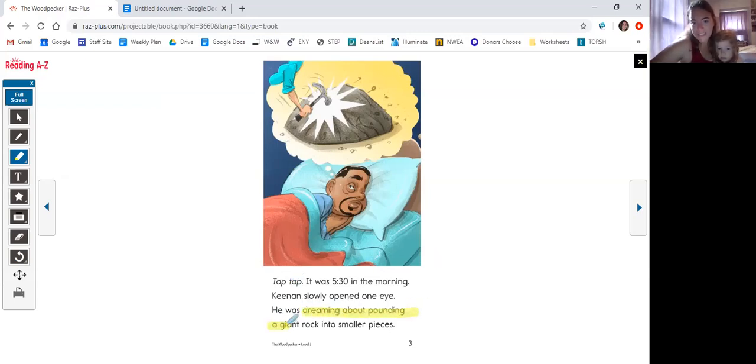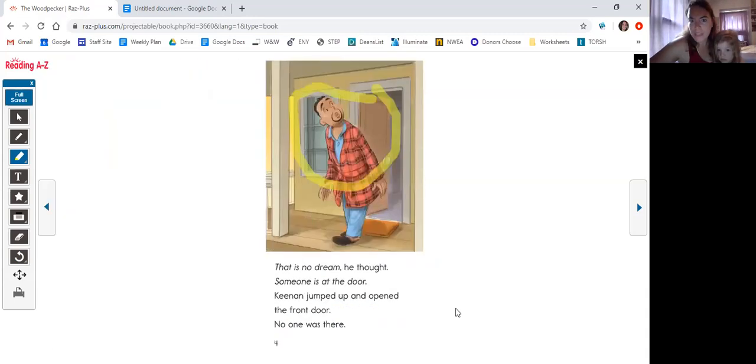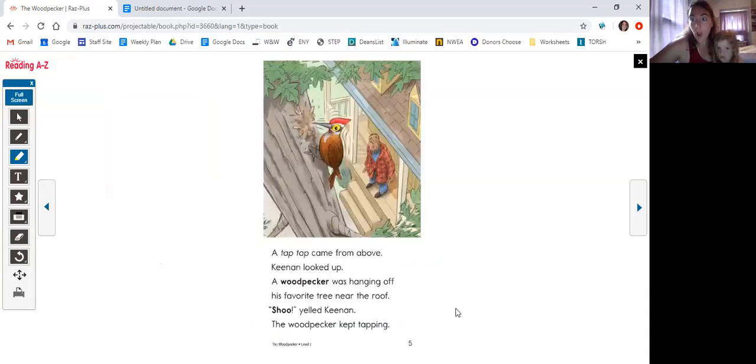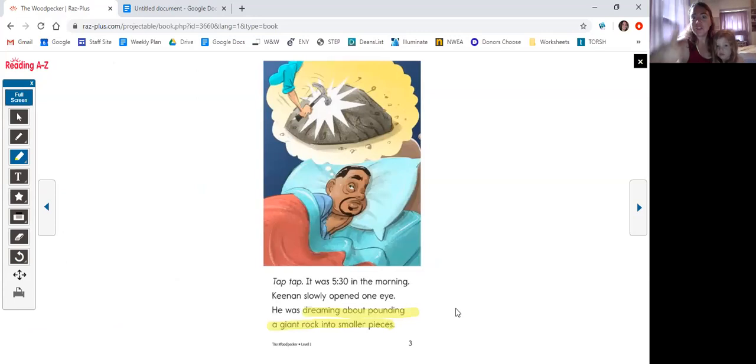Ooh, okay, let's use our text evidence and our schema. Friends, I want you to pause your video and answer that question now. In the story, I read that Kenan was dreaming about a pounding sound. And I know in the story that what was making the pounding sound outside? The woodpecker. So Kenan is dreaming of pounding because he hears a woodpecker pecking at the tree outside. Nice job if you got that inferential question correct.